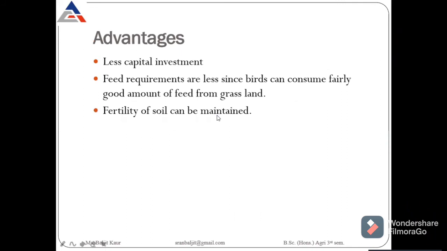So what are the advantages? There is less capital investment, right? Because we do not need to make any cages or houses, there is less capital investment. Feed requirements are less since birds can consume a fairly good amount of feed from the grassland. So birds can get much of the feed from the grassland, so they consume less.